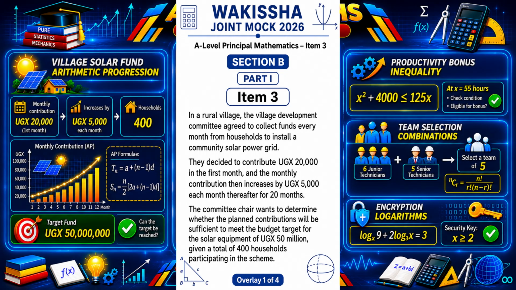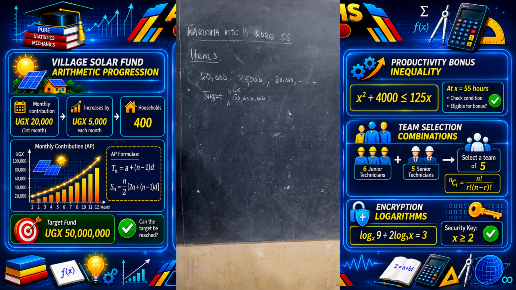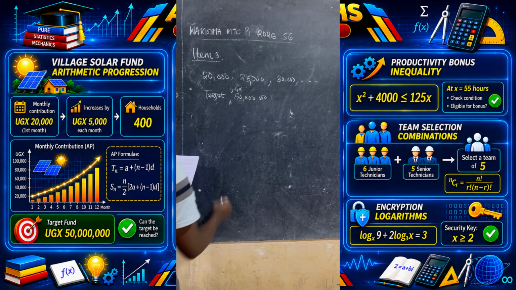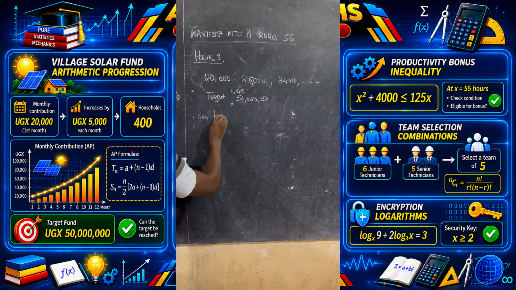the committee chair wants to determine whether the planned contributions will be sufficient to meet the budget target for solar equipment of 50 million. So this is the target. They want to buy solar equipment of 50 million Ugandan shillings. This is UGX 50 million Ugandan shillings. And they have 400 households.